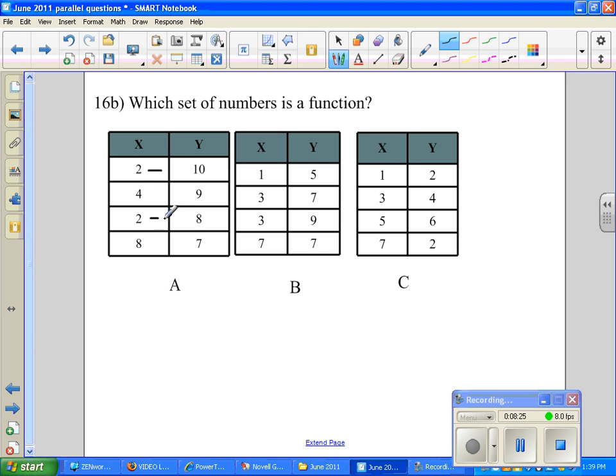This is not a function because 2 goes to 10 or 2 goes to 8. This is not a function because 3 goes to 7 or 3 goes to 9. We don't know which. This is a function because for every x, there is only one y answer. I do not care that there are y's repeating. That doesn't matter. Just as long as there aren't any x's repeating, that's fine.